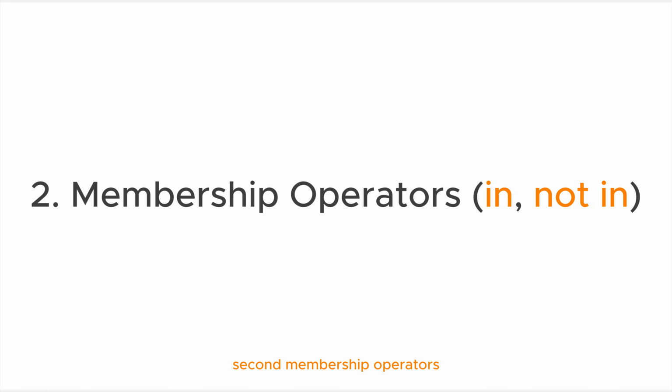Second, membership operators: in and not in. This next pair of operators is also very simple and powerful. Their job is to check if an object exists inside a collection like a string, a list, a tuple, or a dictionary. Let's say we have a string.